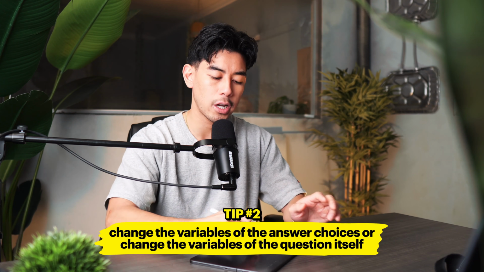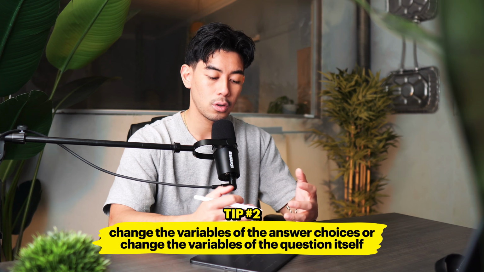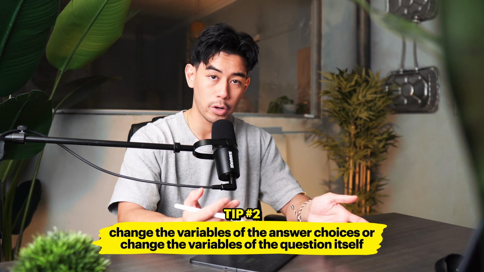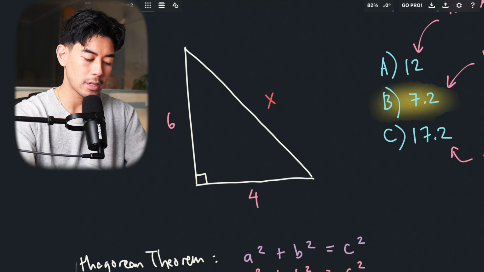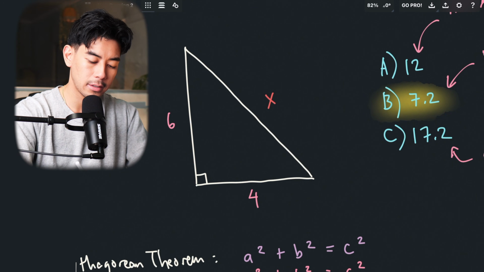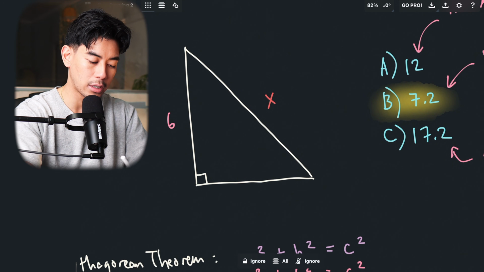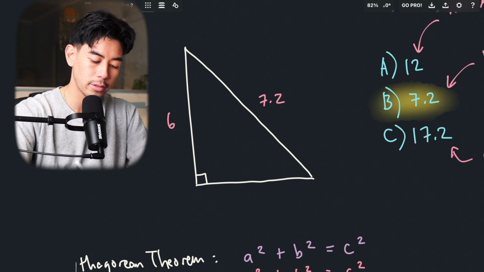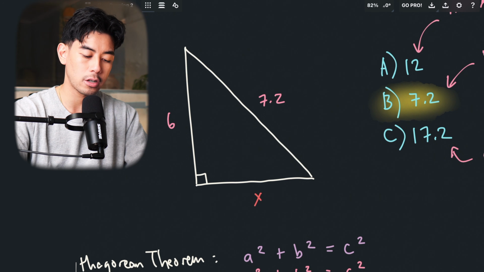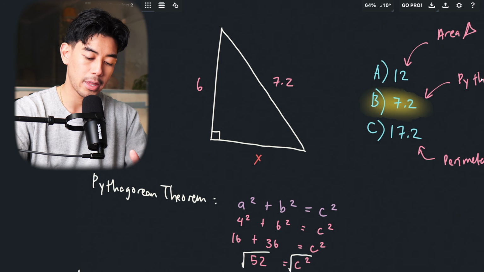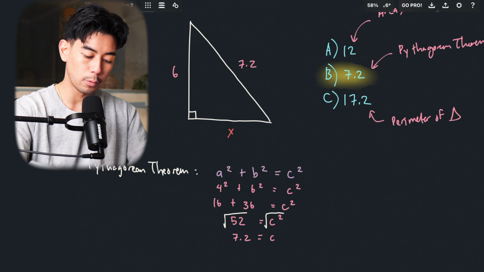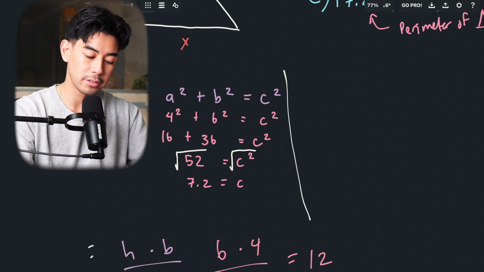How can I actually change the conditions so that I would solve for a different variable of this equation overall? Like, what would it look like if instead of getting this here, I was actually given 7.2 and asked to solve for this variable right here? How would that change the way that I applied the Pythagorean theorem? So we can just do the same plug and chug as we just did before. But this time it would look like this.